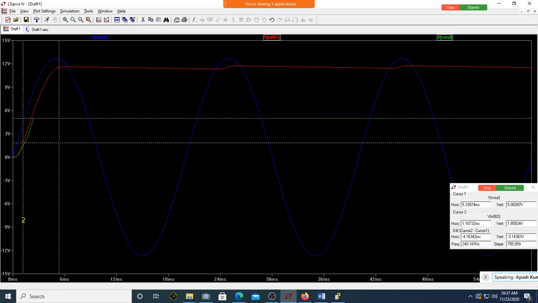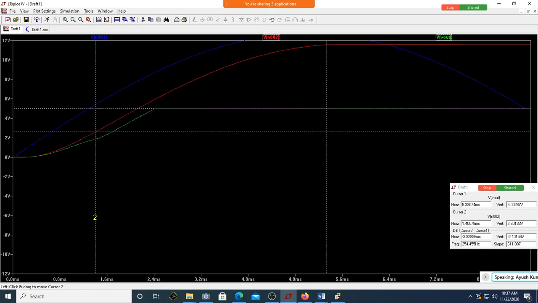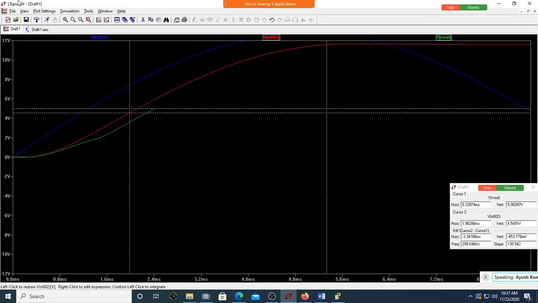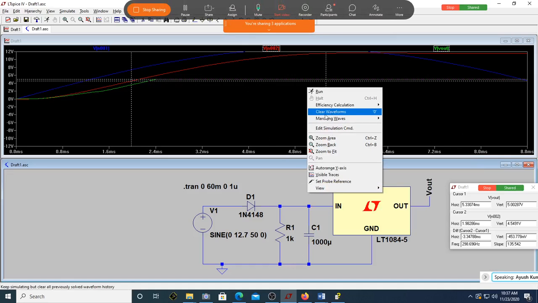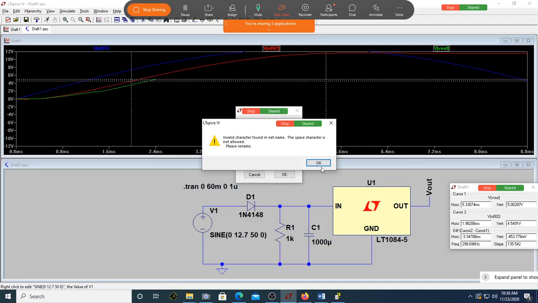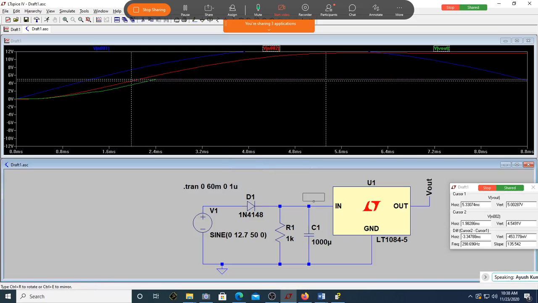Can I just move it on the red line? I'll just zoom this. What is this red one actually? Is the red the input for your regulator? I'll just go back here. I will name this F4. F4 is V into regulator, correct? Yes. V in REG. There's no space allowed.